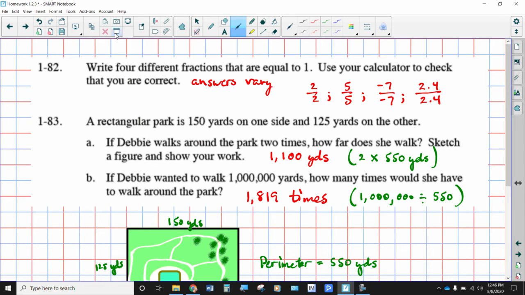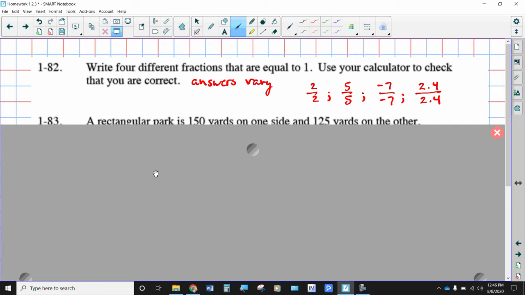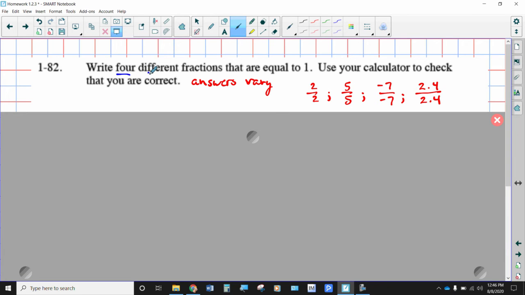All right, so let's break this into 2 parts. This one is really pretty much straightforward. 4 different fractions that are equal to 1. There are an infinite number of fractions that we could write down here. I just wrote some random numbers. As long as your numerator and your denominator are the exact same number, that will be a fraction that is equal to 1.